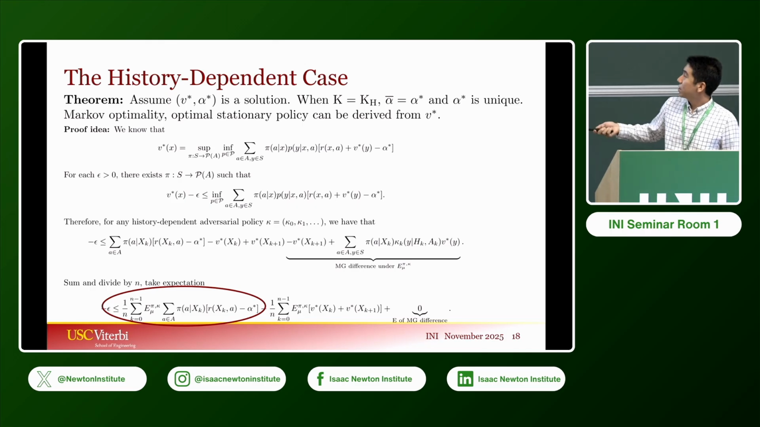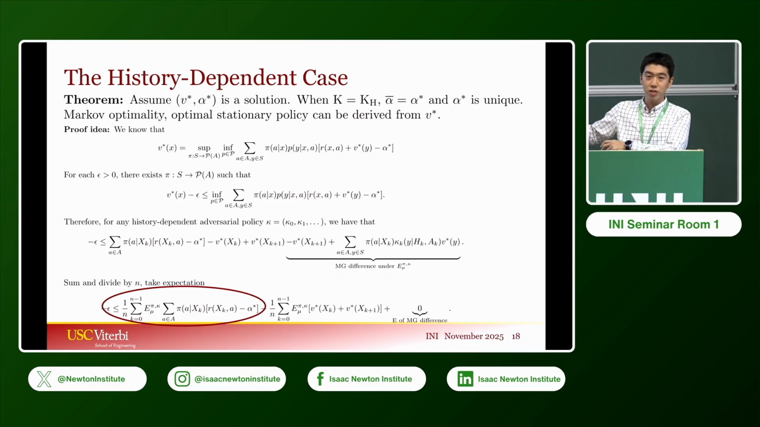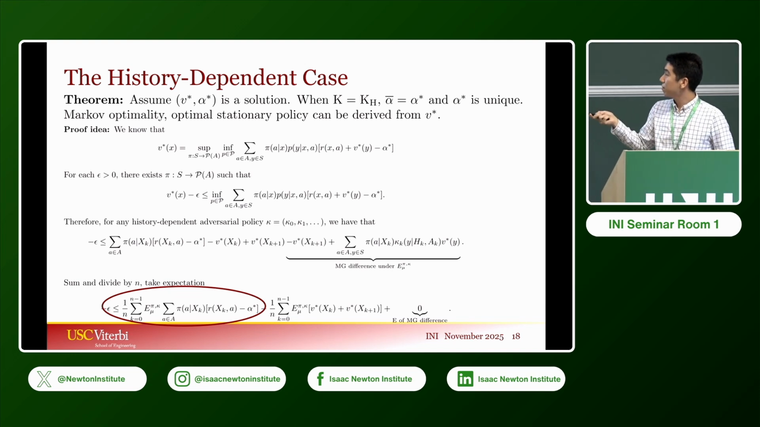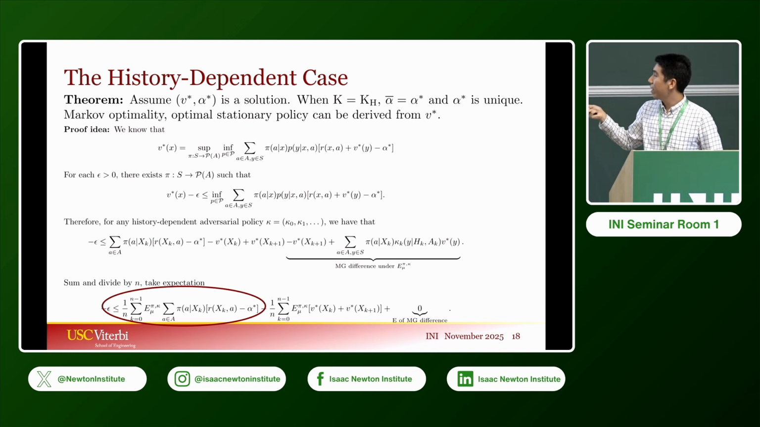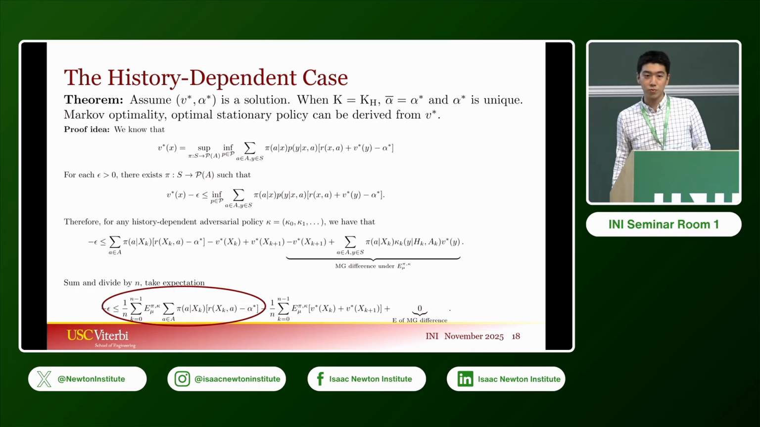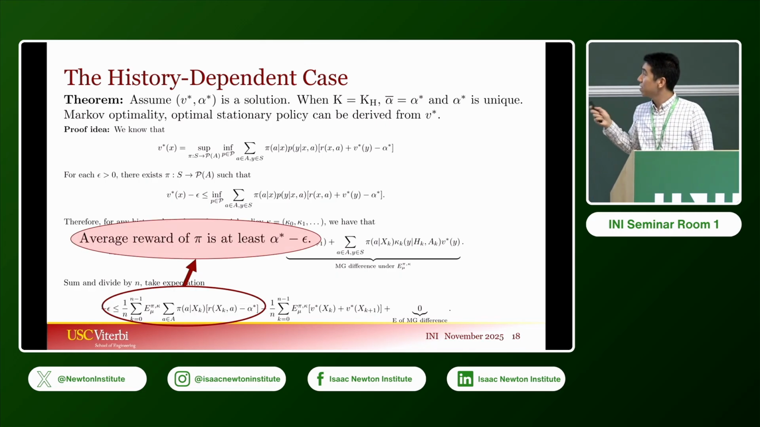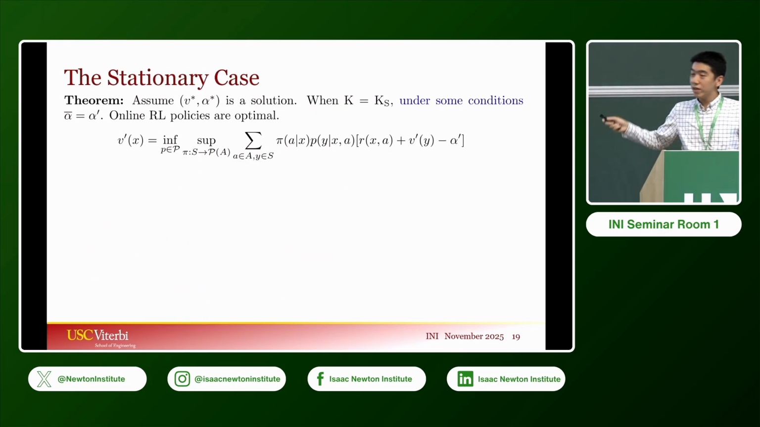So for the history dependent case, basically everything is like applying the verification style argument. You plug that value function you have as the solution into the dynamic programming, into the sample path problem, and by identifying some correct martingale, you're able to argue that that policy gives you the optimal robust reward. So I won't go into too much detail. This is basically the standard argument. What's more interesting is this stationary case.